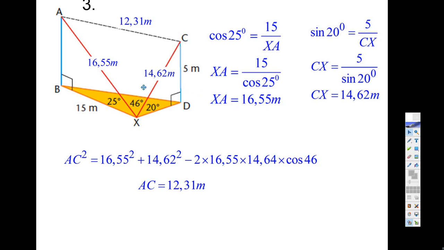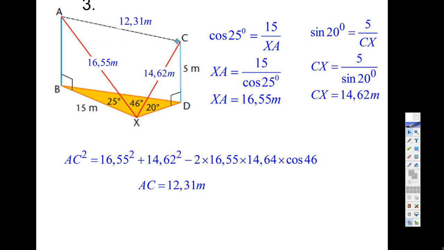Now let's see CX, this long red part here. Well, that's another hypotenuse, but 5 is the opposite side, opposite over hypotenuse. So we can go 5 over CX is equal to the sine of 20 degrees. Well, again, multiplying by CX both sides and dividing by sine 20 degrees, we go 5 divided by the sine of 20 degrees in our calculators, and we get CX as 14.62 meters.